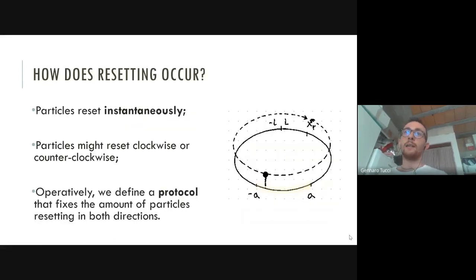Then there is a natural question that arises from this type of treatment in the case of a finite size system, such as periodic boundary conditions: how does resetting occur? In particular, we know that, as the problem is structured, resetting is instantaneous. This means that each time a particle in the interval from minus A to A is reset to the position x_r, this happens instantaneously. Then we might have two possible ways of reaching this point x_r, which is clockwise or counterclockwise. This allows us to define a resetting protocol, which tells us, each time a particle resets, the probability to go left or to go right.